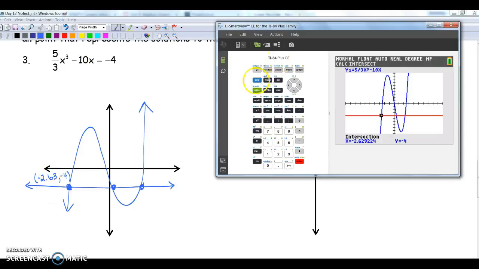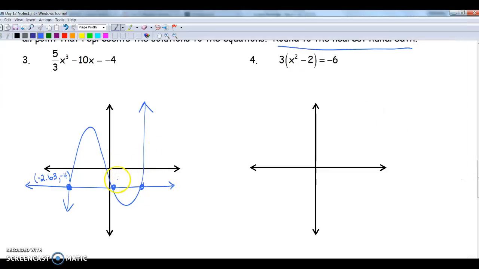And then we're going to do it again. Second trace, number 5. So I'm going to hop down to the horizontal line by hitting the up or down arrow and moving it to the right. And once I'm close, I'm going to hit enter 3 times. Once, twice, 3 times. And this one's positive 0.4116. So it'll be 0.41 and negative 4.